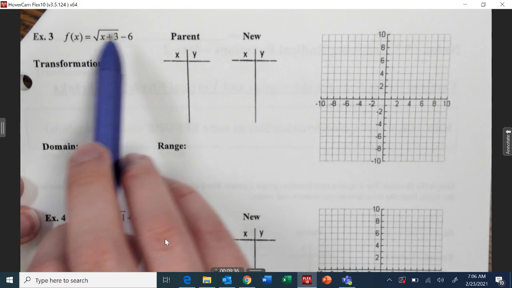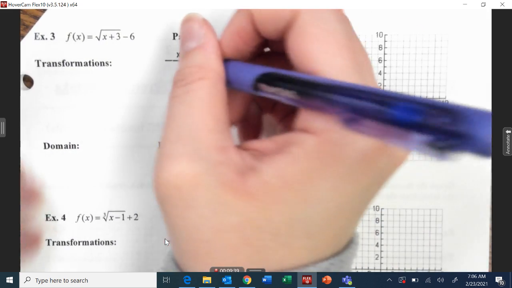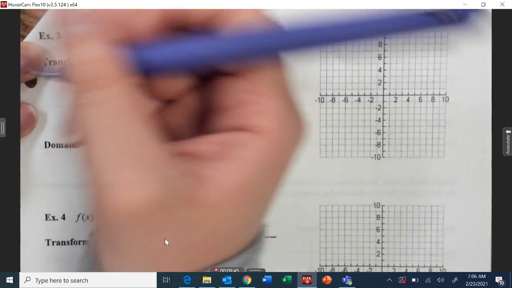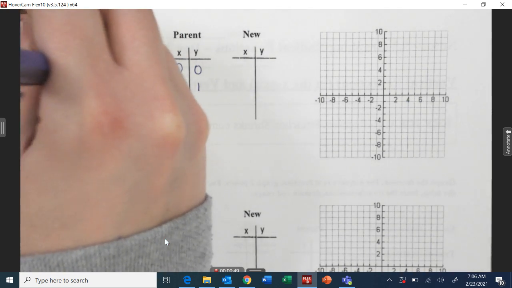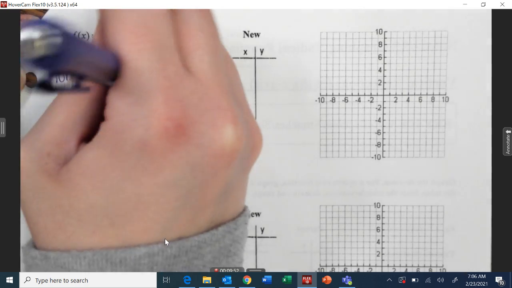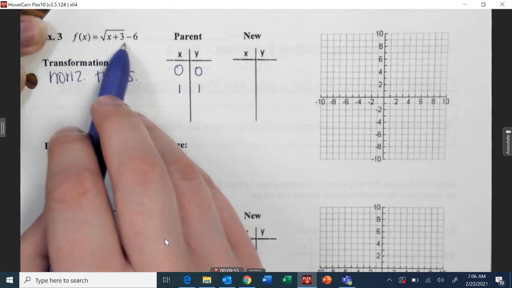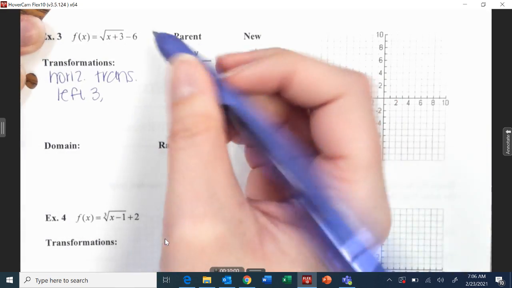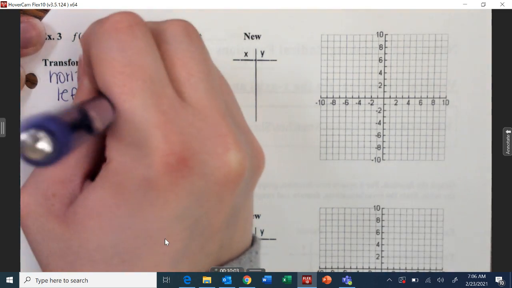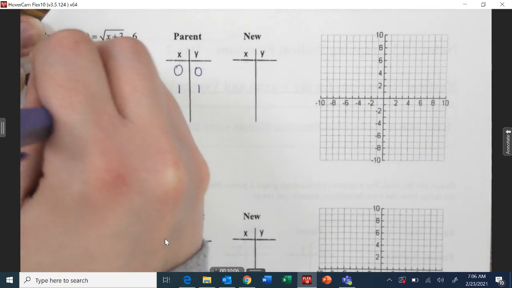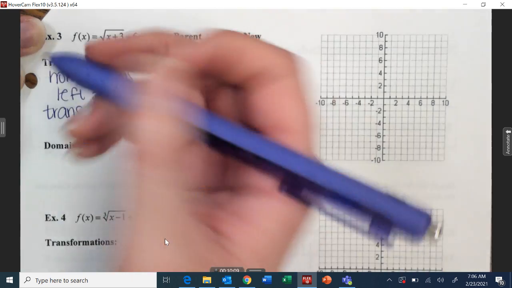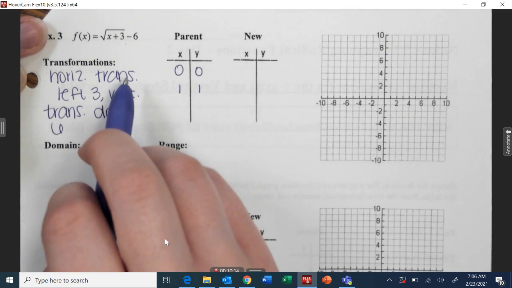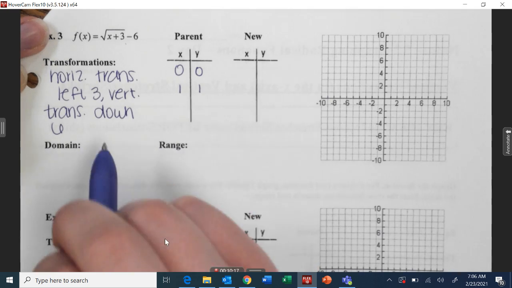Example 3, you notice we have 2 transformations here, so we're going to start with our parent points, (0, 0), (1, 1). We'll start with this plus 3. That plus 3 is on the inside, so it's a horizontal translation. Because it's counterintuitive, when it's plus, you're really going minus. That's left 3. This minus 6 is on the outside, so I know that's a vertical translation. It's what we expect, so when you see minus 6, we are going down 6. Remember, I want you to list the direction, left, right, up, or down every time.